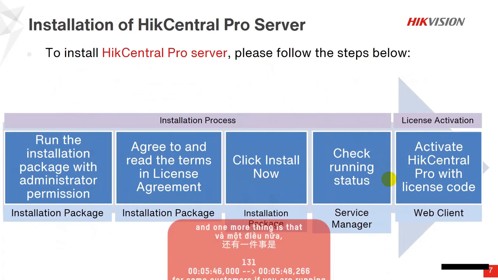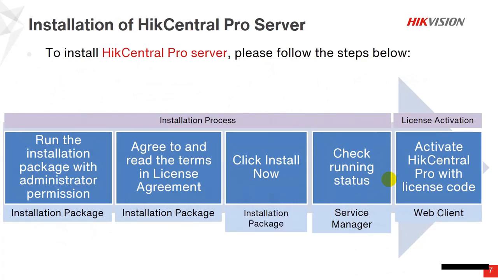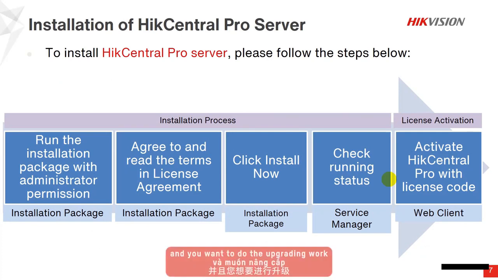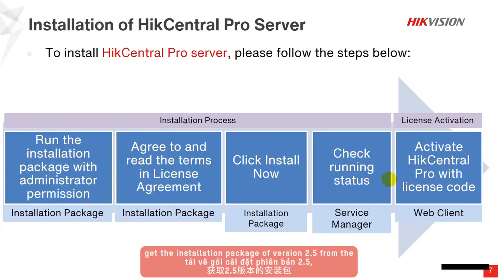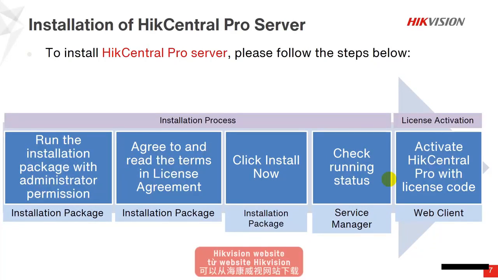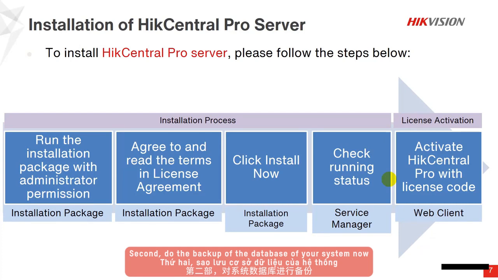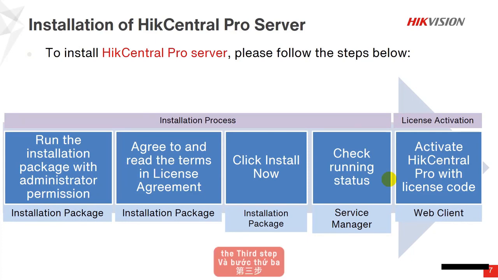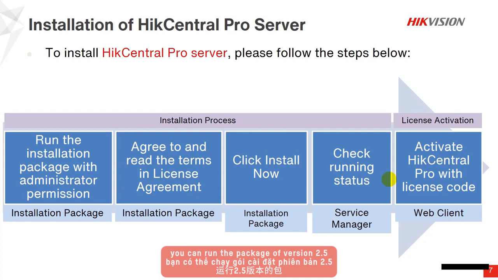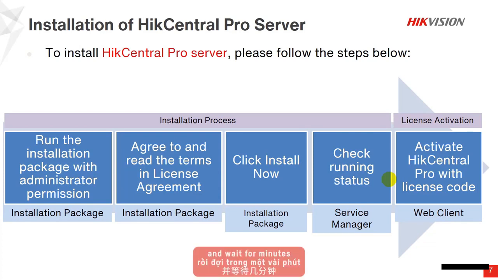All right, and one more thing is that for some customers, if you are running version 2.4 right now and you want to do the upgrading work, the suggestions are: first, get the installation package of version 2.5 from the Hikvision website. Second, back up the database of your system now. So go to the web client and back up your database. The third step, you can run the package of version 2.5 and wait 4 minutes. That's the whole installation of upgrading.